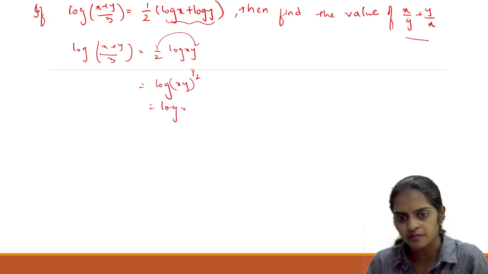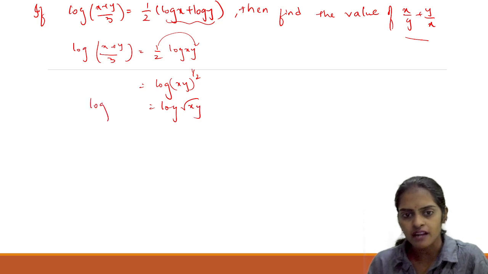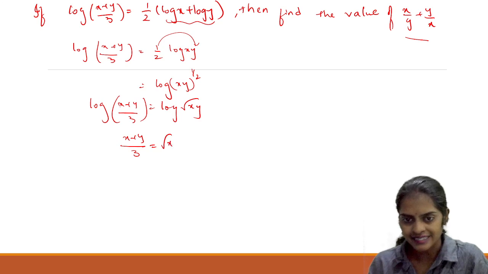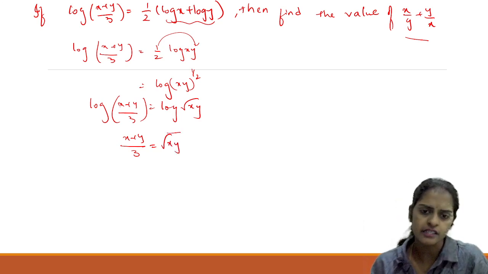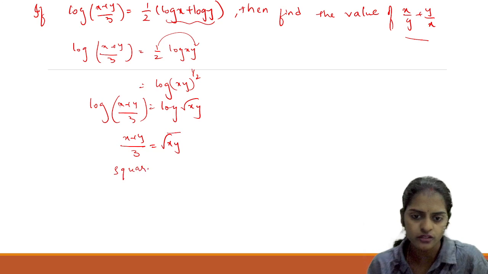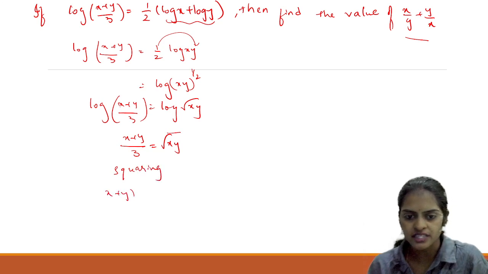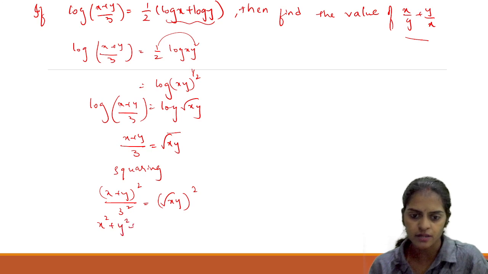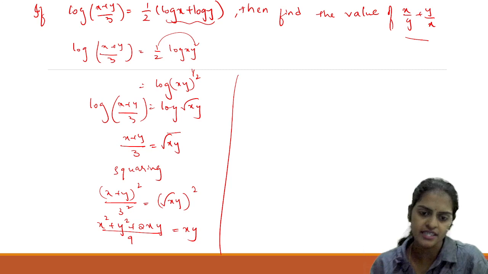What is that power half means? Root xy, isn't it? So I have on both sides a single logarithm. So I can cancel the logarithm and I can just take the inside values as equal. Okay. Now please square on both the sides because you have a root. We need to remove the root. So you have x plus y whole square by 3 square is equal to root xy whole square. So this is a plus b whole square formula, a square plus b square plus 2ab. 3 square is 9, equal to root xy whole square is xy.